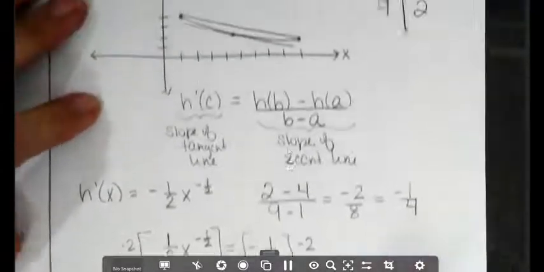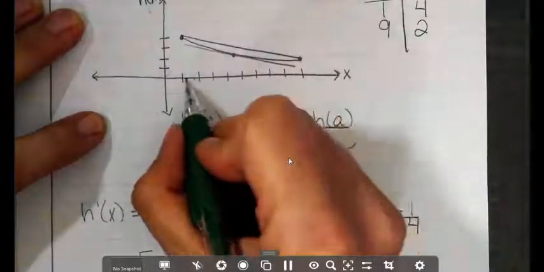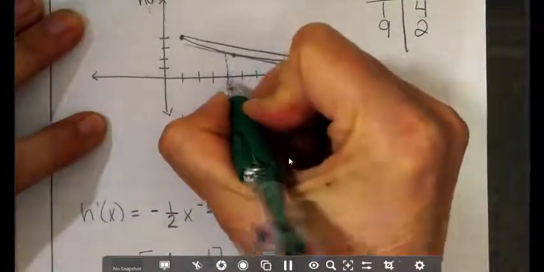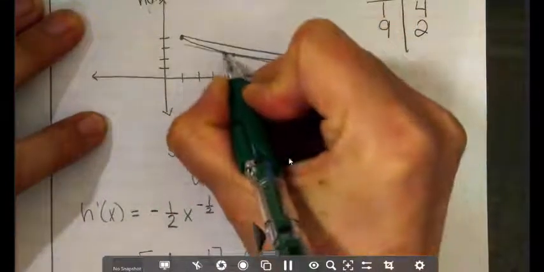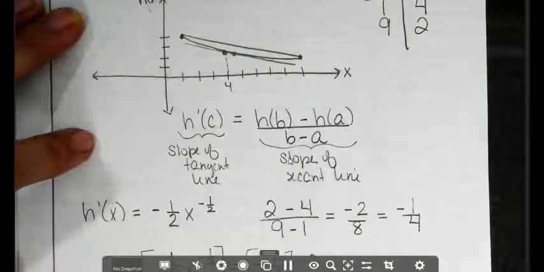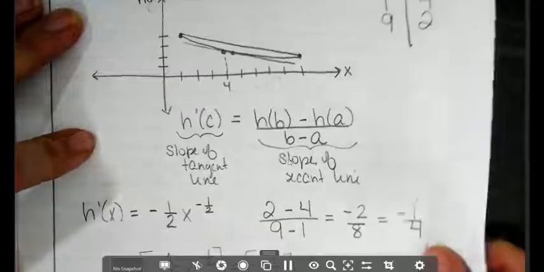So let's see how accurate my graph is. Well, I was a little bit off. 1, 2, 3, 4. Okay, so really, the tangent line should be drawn here to make it parallel. All right, so that was the mean value theorem.